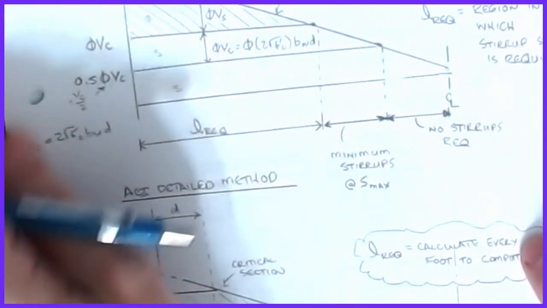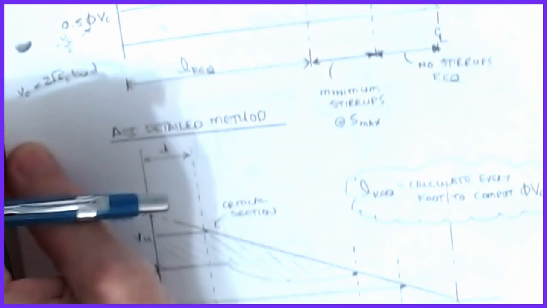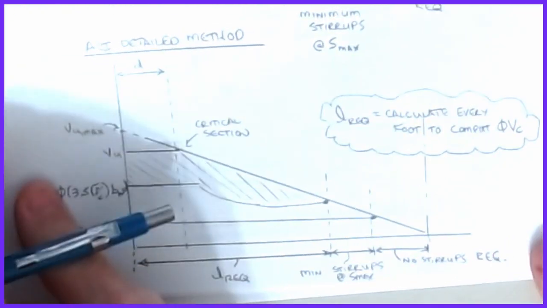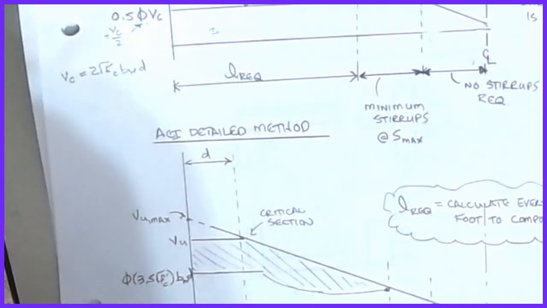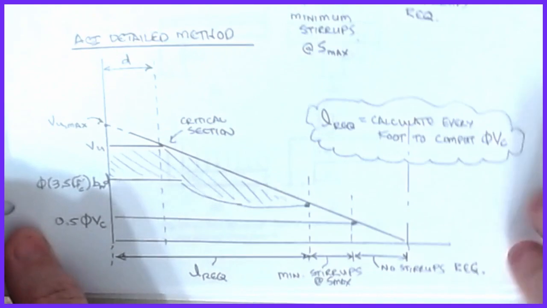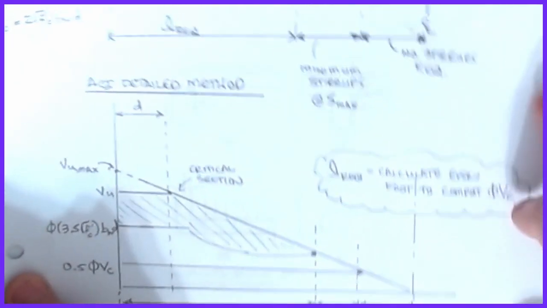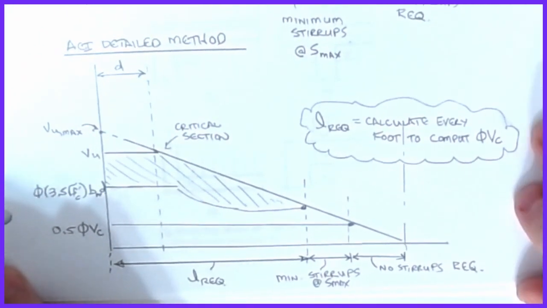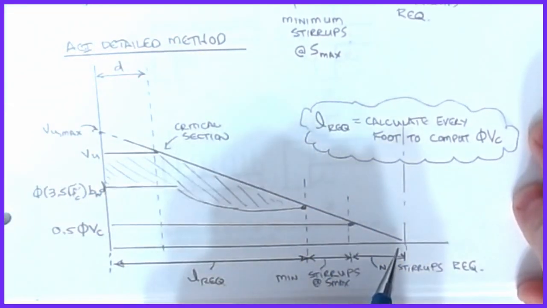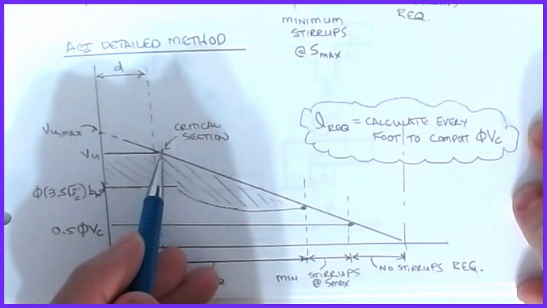All right, if we compare that to the detailed method, okay, you'll see that it looks very familiar. Okay, except now, I've got a bit of a glare going here. See if I can get there. Okay, I think that's a little better, still a little bright. Okay, the detailed method is very similar. Okay, again, here's my curve for VU. Here's my critical section and that cap line.